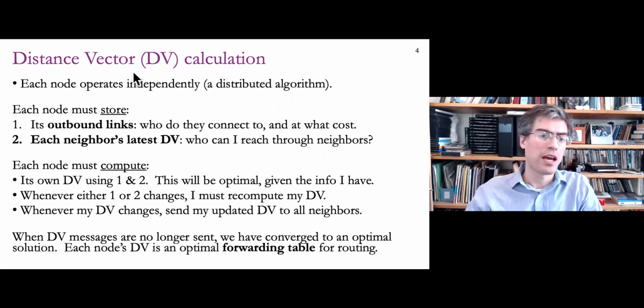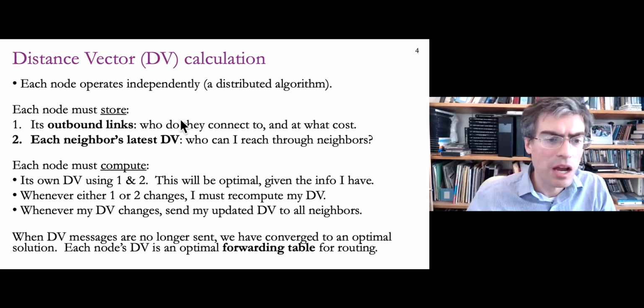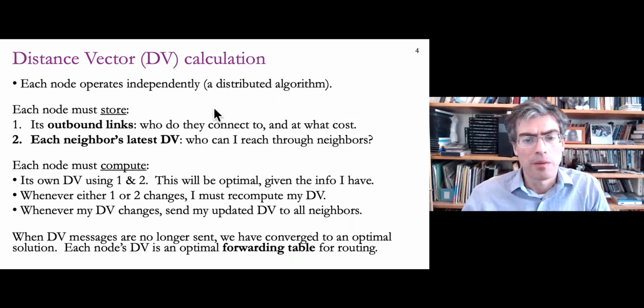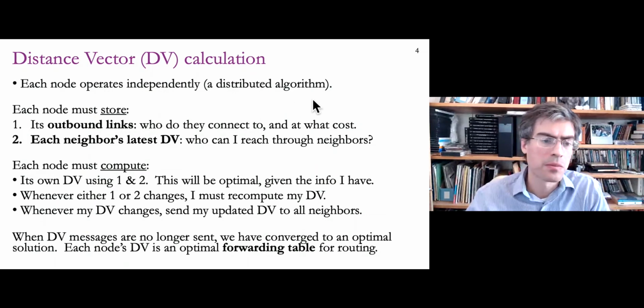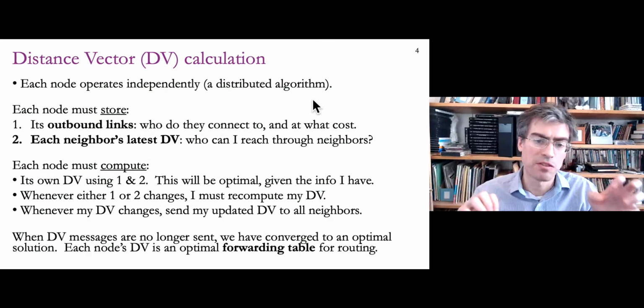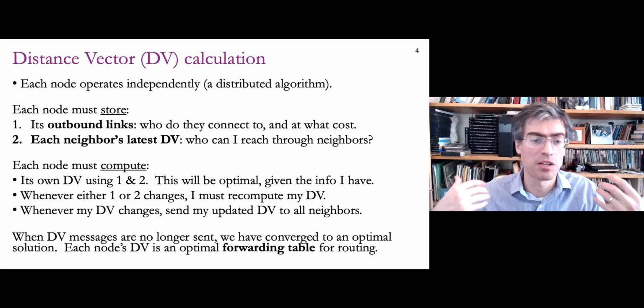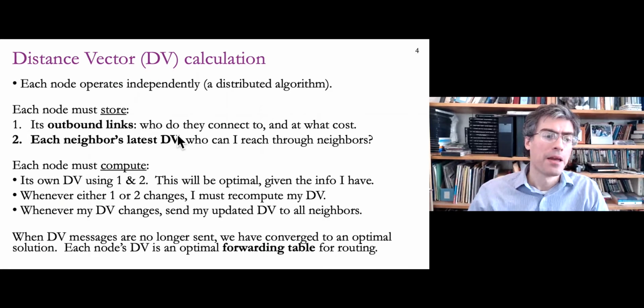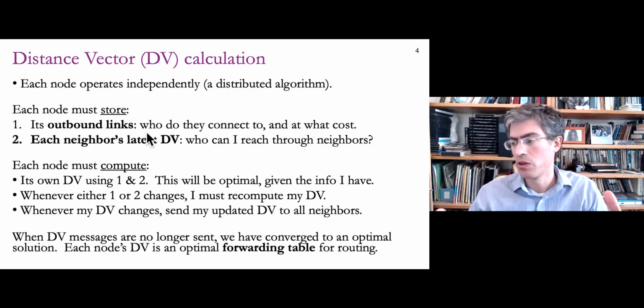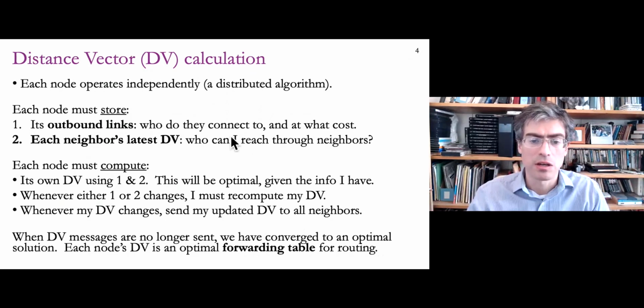So to calculate a distance vector, every node operates independently because it's a distributed algorithm. There's no time synchronization or anything. You just have a bunch of nodes that can run an algorithm. They can send messages to each other across their local links, but only to their neighbors. What each node stores is some record of the outbound links that it has. In other words, what am I connected to locally? That's pretty obvious information that's readily available.